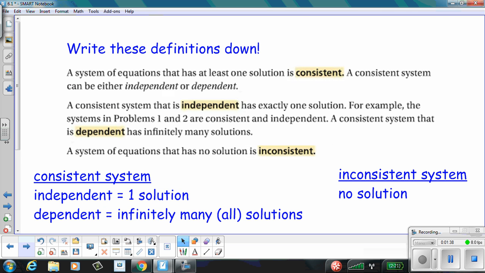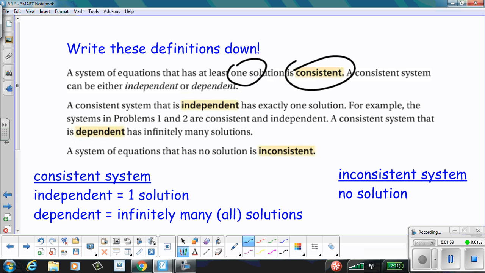Now here are some definitions. Don't just read through them. Please consider writing them down so you can keep track of all this stuff. Because as these graphs interact with each other, as these systems come up with solutions, they have specific names for them. Here, a system of equations that has at least one solution is consistent. So if I do see an intersection or an overlap going on, I can say that these are consistent. A consistent system, though, is either going to be independent or dependent.